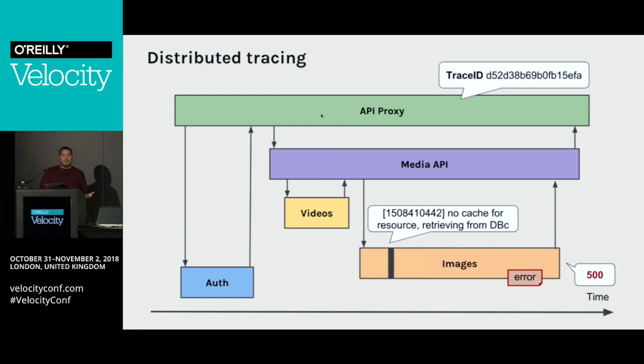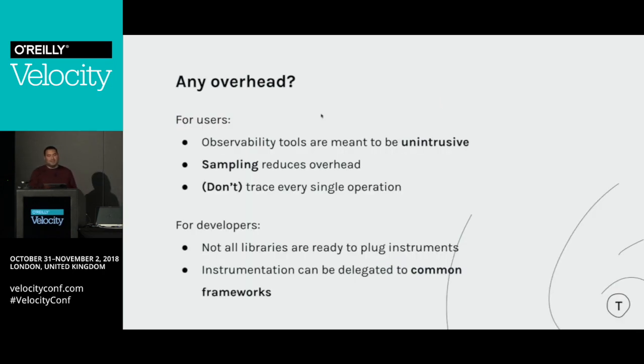Is there any downside? Yeah, there is. There is overhead, because nothing is for free in life. We have two sources of overhead. We have overhead for users. Observability tools are meant to be unintrusive. They are meant to not affect the normal workflow of your service.